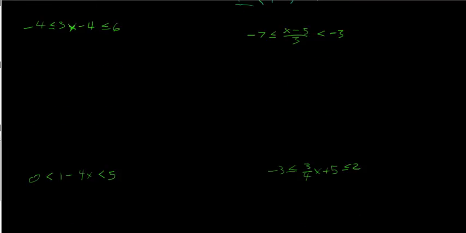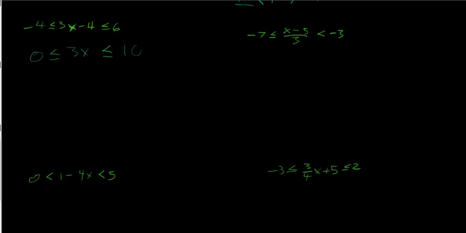So let's look at a couple more examples. Here it's going to work the same way. If we have less than or equal to instead of just less than, we're going to do the same thing. We want to trap that x in the middle. So we're going to add 4 to each side. We add 4 to negative 4 and we get 0, and that's going to be less than or equal to 3x minus 4 plus 4, which is just going to leave that 3x there. Then we're going to add 4 to 6 and it's going to be 10.